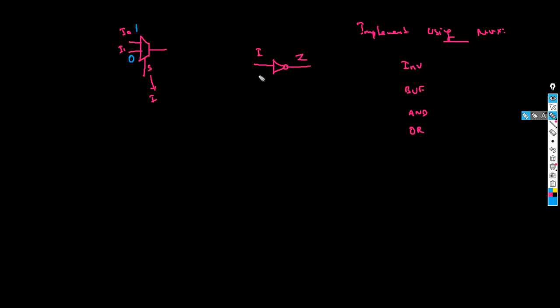Okay. So it is simple, right? When you give I equal to 0, what is going to come out? 1 is going to be your output. Now when I is equal to 1, what is going to be your output? 0. Okay. So this is your inverter. So you are able to design an inverter using the mux. Now, what about your buffer?